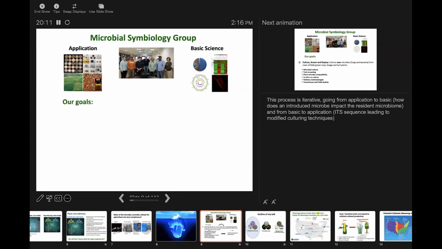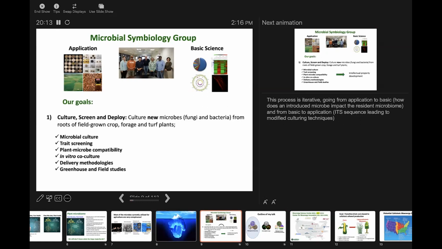So our goals: culture, screen, and deploy. Culture new microbes, new types of microbes. We focus primarily on fungi and bacteria from roots of field-grown crop, forage, and turf plants. Why? Because we're eventually going to screen these, and we're going to incorporate ones that we like into elite cultivars of these crop and forage plants. So the breeders are coming out with this. I'm going to enhance it with microbes. Okay, so these applied sorts of aspects include culturing.